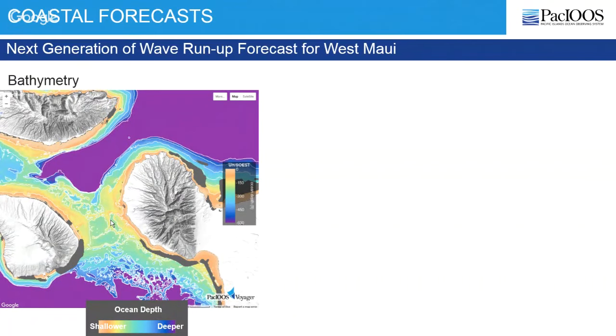This is the bathymetry, the ocean depth, or what it looks like on the ocean floor. The purple is the deepest part. It's a really deep channel, and between Lanai and West Maui, it's really shallow. That's, by the way, also the part that the sharks tend to hang out in, right?